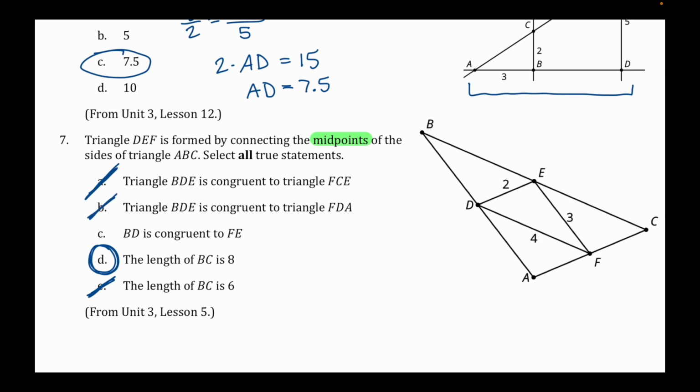And then we have BD is congruent to FE. This is going to be true because FE here is going to be congruent to this piece. And we know that since it's the midpoint, it's been cut in half. So the answers here should be C and D.